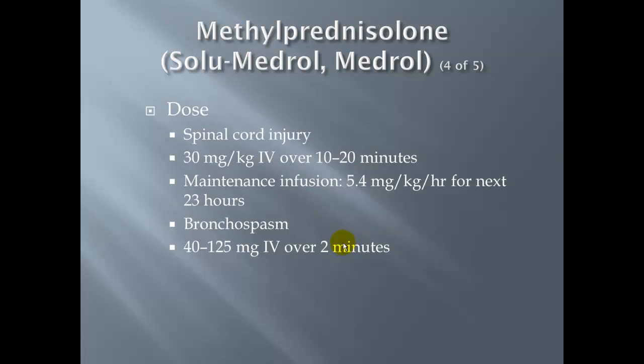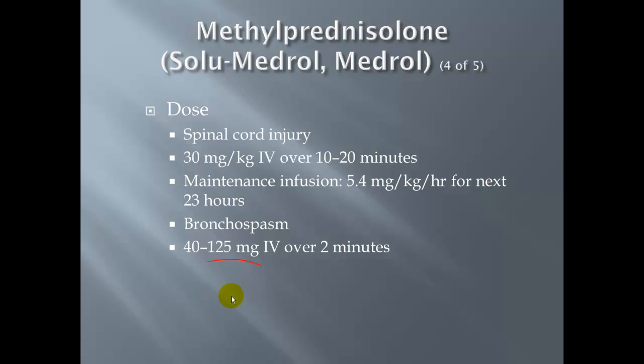Dose for a spinal cord injury is going to be 30 milligrams per kilogram IV over 10 to 20 minutes. This is a very high dose. Most of the time we do not carry that much on our truck. A 100 kilogram patient would take 3 grams of this. Most of the time we carry it in the version of 125 unless we have special dosing and special high concentration versions for spinal cord injury. Maintenance infusion, 5.4 milligrams per kilogram per hour for the next 23 hours on the spinal cord injury.